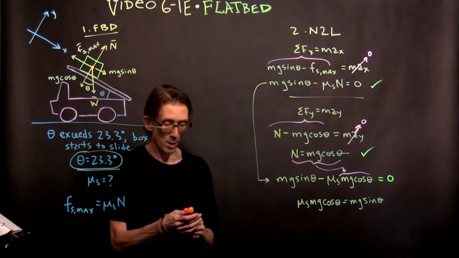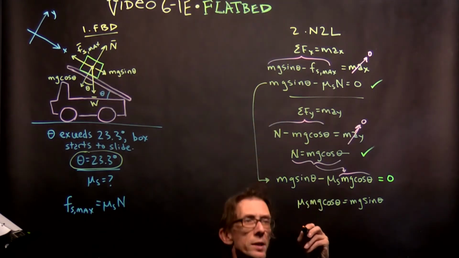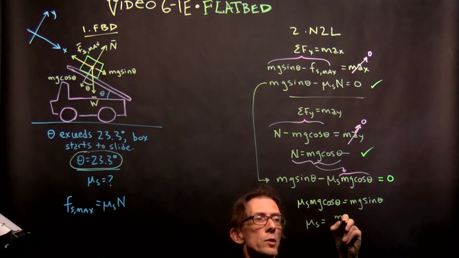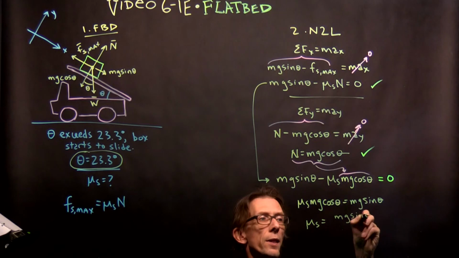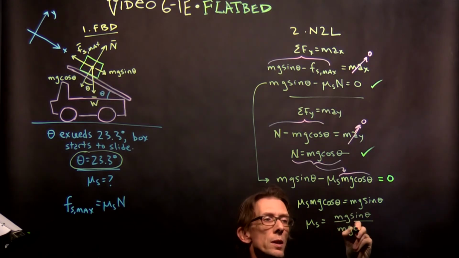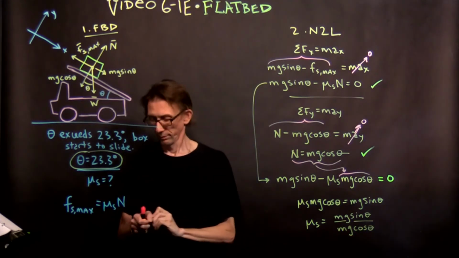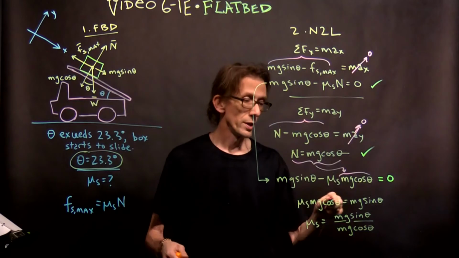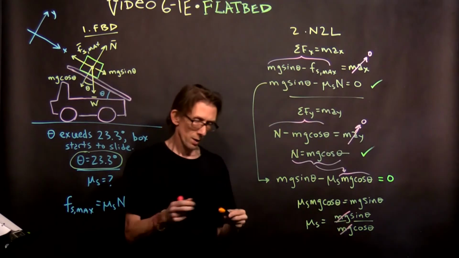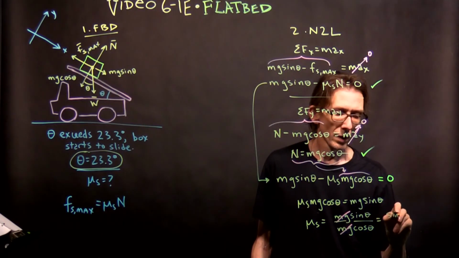Okay? So, mu sub s, lo and behold, mu sub s is mg sine theta over mg cosine theta. And look what happens. mg cancels. And you get mu sub s is sine theta over cosine theta.